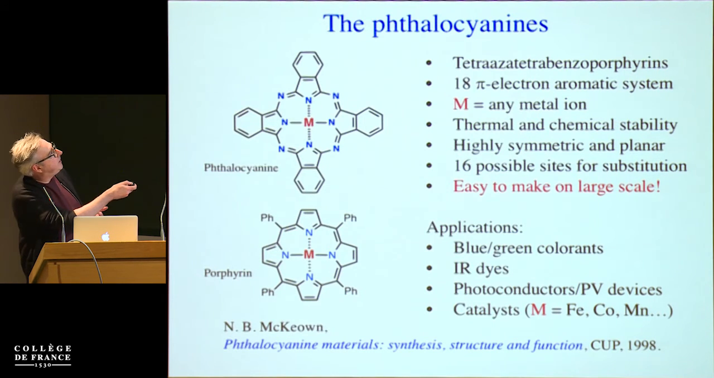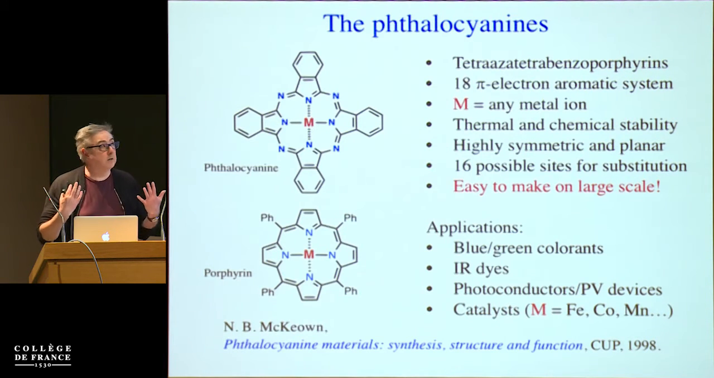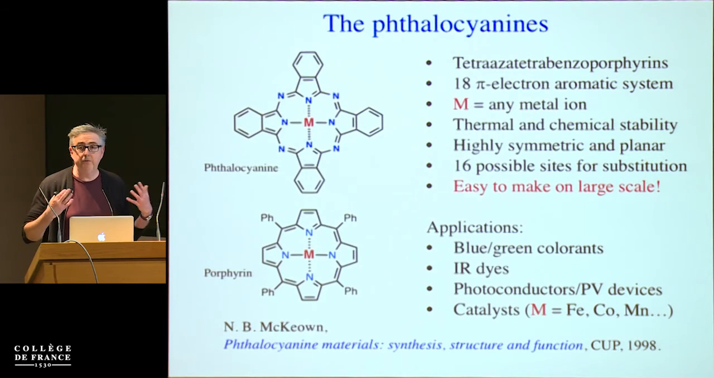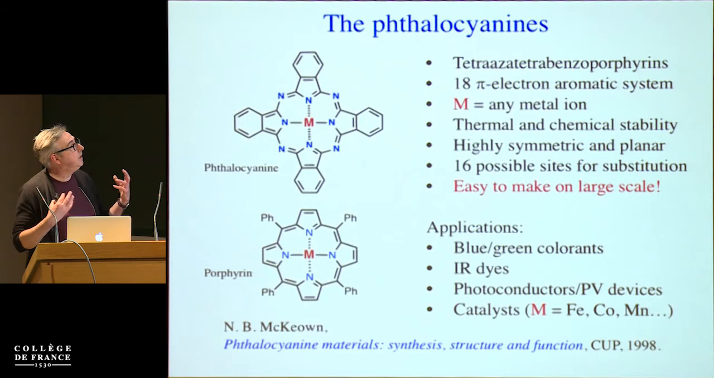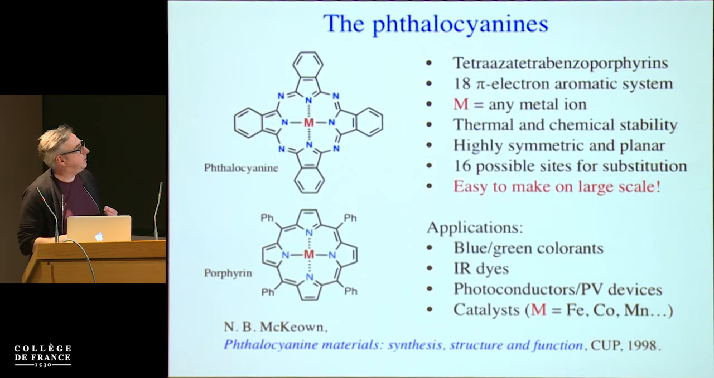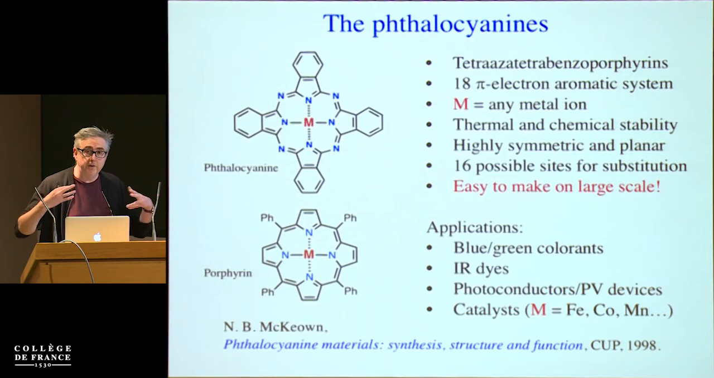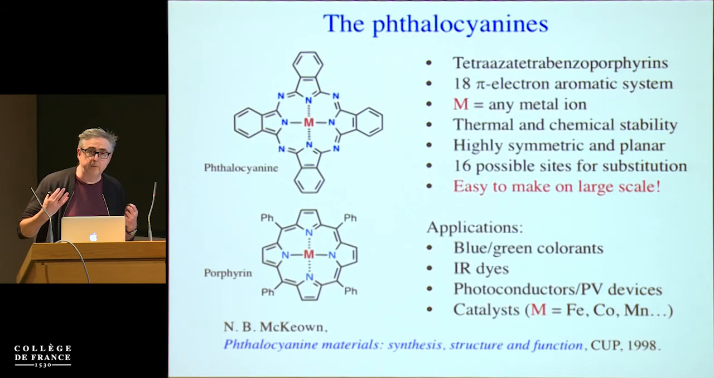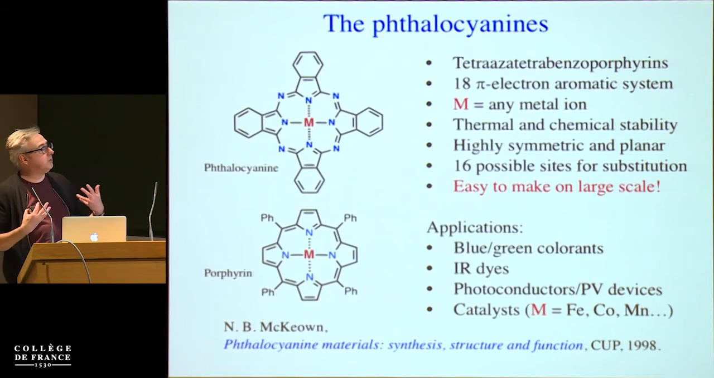So what we're interested in is phthalocyanines, which are related to the porphyrins. It's basically benzo units here and nitrogens instead of carbons here. They're highly aromatic, highly coloured. They're used as colourants. They're very easy to make on a large scale. And you've got lots of sites for substitution around the phthalocyanine periphery. There are lots of different applications already, particularly catalysis. In actual fact, they're used for taking sulfur out of crude petroleum by oxidation, the Merox process.